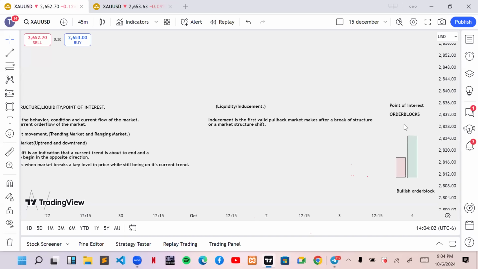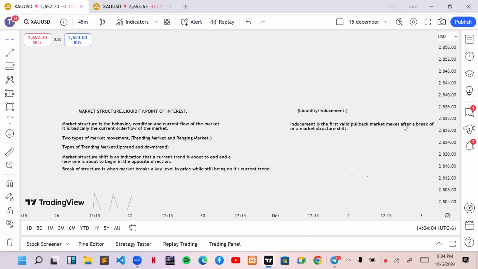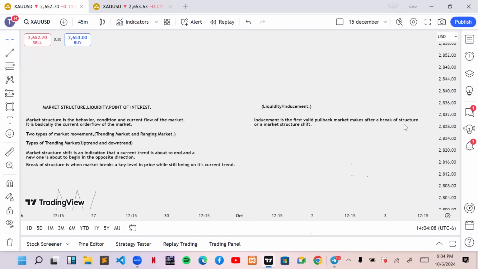Just watch some videos. Look at all these definitions. I said inducement is the first valid pullback. So provided the first one, that is what you mark, the first pullback. If there are two, where is the first one? That is what you're marking as your inducement.